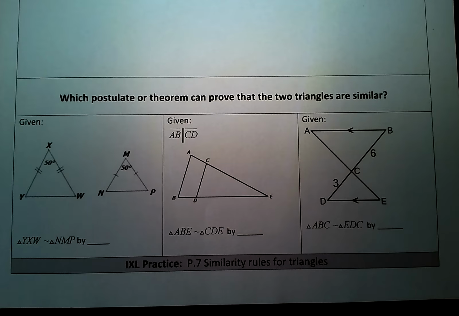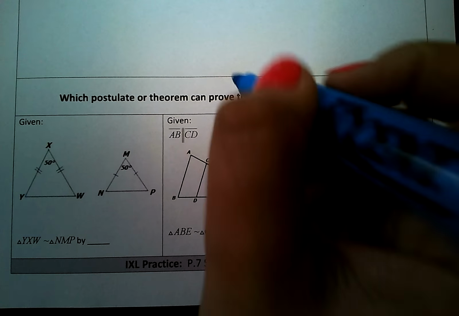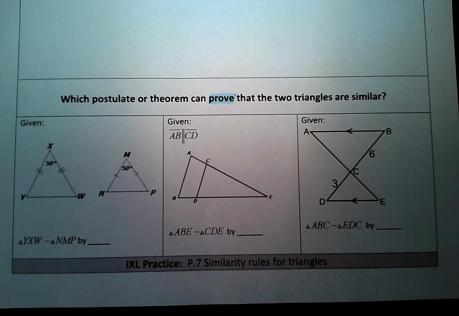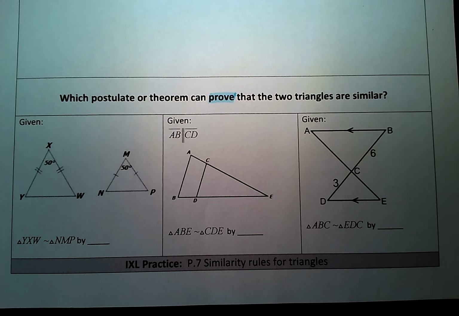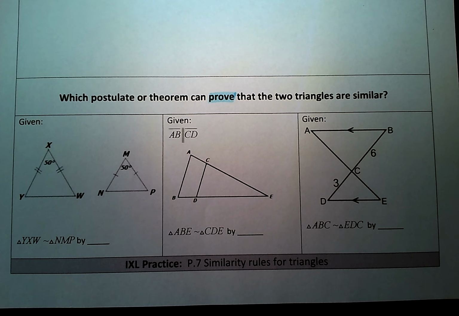So the question is, which postulate or theorem can prove that the two triangles are similar? There's that word prove. Now, we are not doing a full-on two-column statement and reason proof. We are just stating how the two triangles are similar. So let's take a look at this first example here.